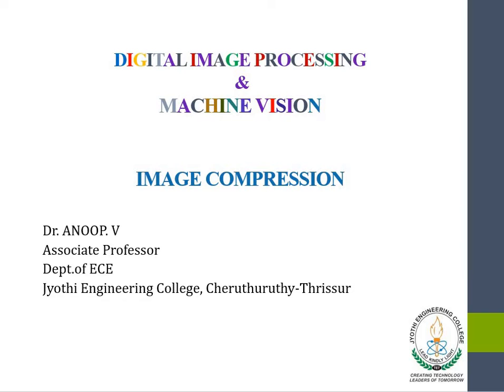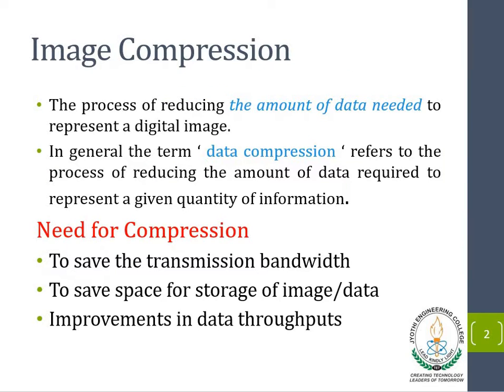In this presentation, I would like to talk about image compression. Image compression is defined as the process of reducing the amount of data needed to represent a digital image. Usually, this is done by removing the redundant data in the image. Redundant data means the data which is more than needed in order to represent that particular image, or simply we can say the particular information.